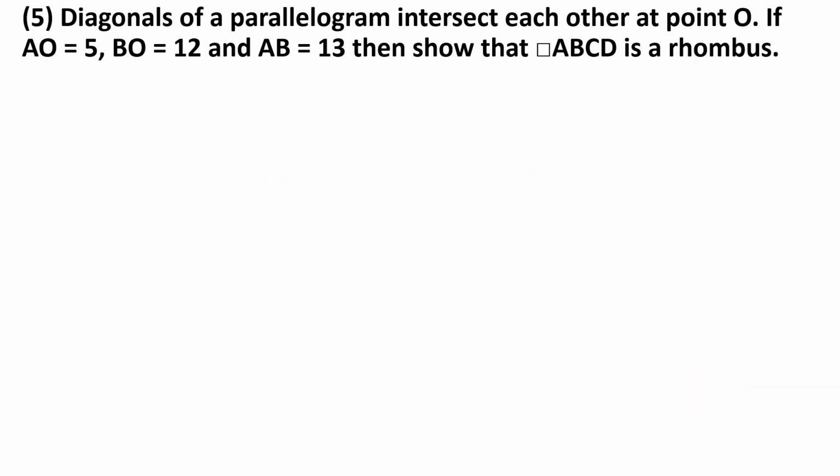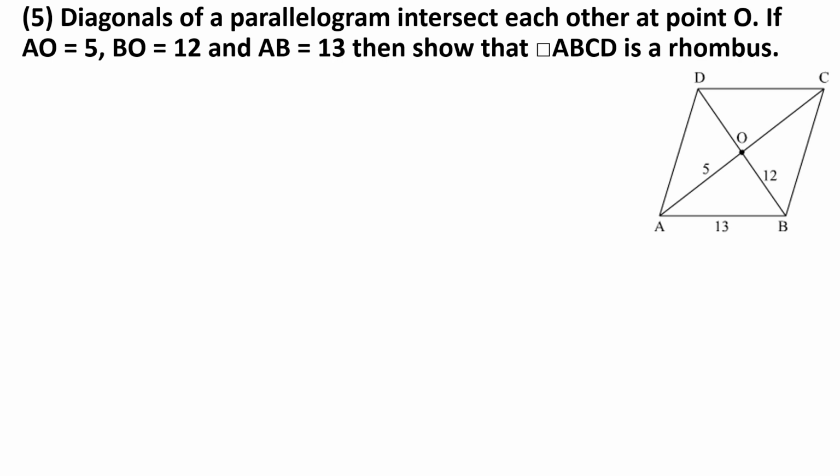Question number 5. Diagonals of a parallelogram intersect each other at point O. If AO equals 5, BO equals 12 and AB equals 13, then show that quadrilateral ABCD is a rhombus. A rhombus is a tilted square. So what are the properties of a rhombus? Diagonals are perpendicular bisectors of each other. This means that to show this parallelogram is a rhombus, at point O the angle must be 90 degrees. And all the sides, since AB is given as 13, the remaining 3 sides must also be 13 if we have to show that this is a rhombus.